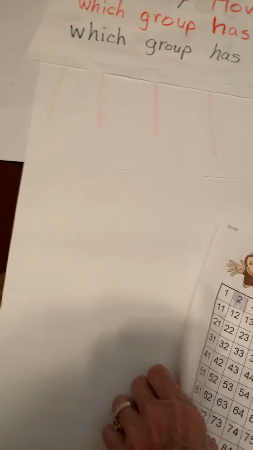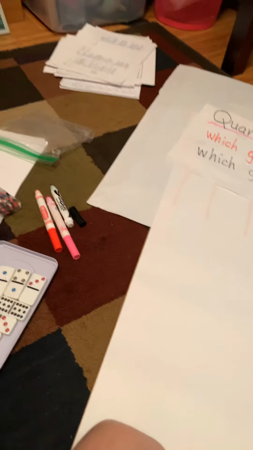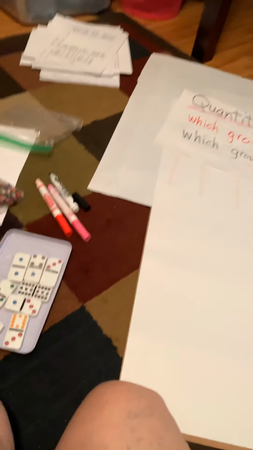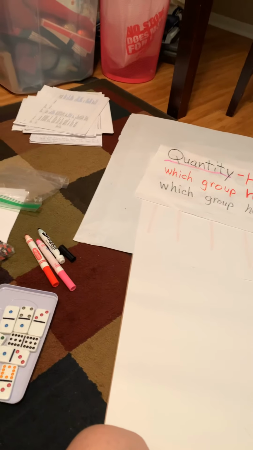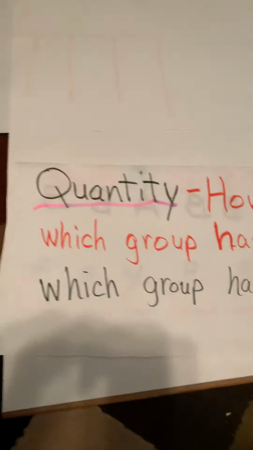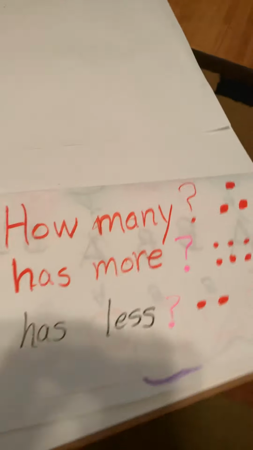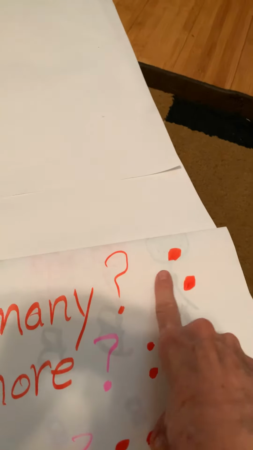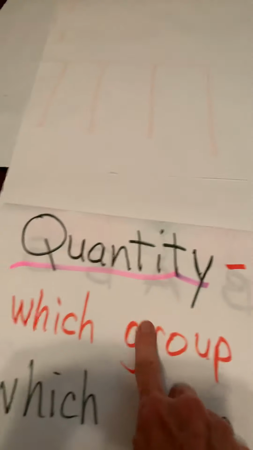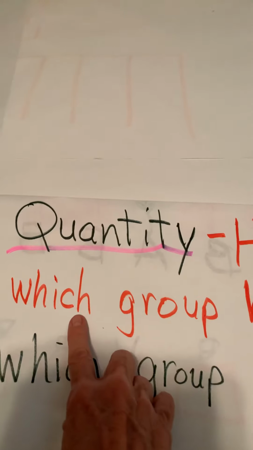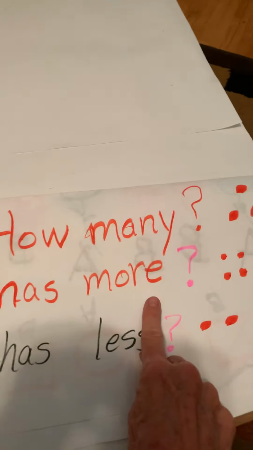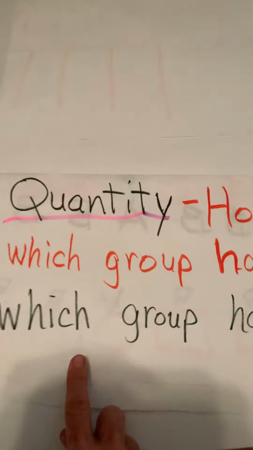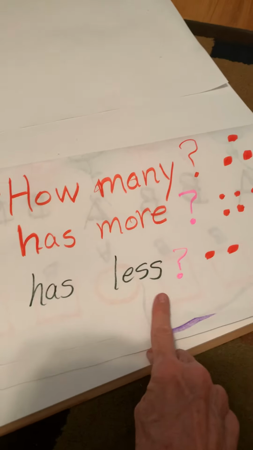Great. Now, today we are going to be comparing some numbers. Okay, let me see. What are we doing first? Oh, I'm sorry. We're going to look at this chart here. Today we're going to be talking about quantity. How many? How many do you see here? 3. 1, 2, 3. That means quantity. How many? And it also means which group has more and which group has less.